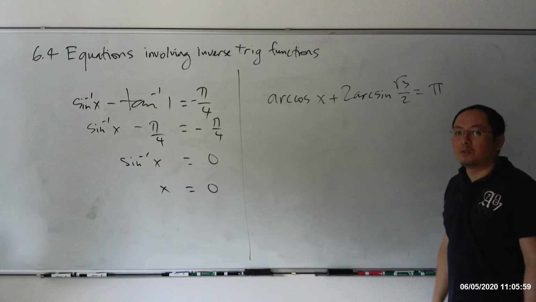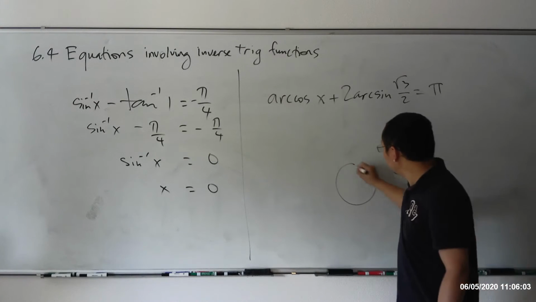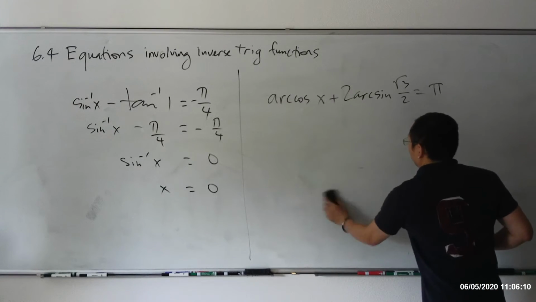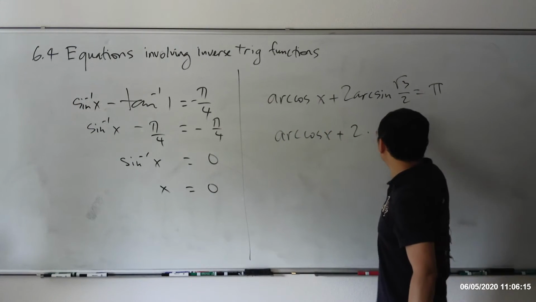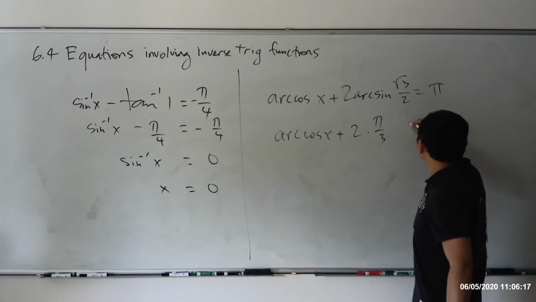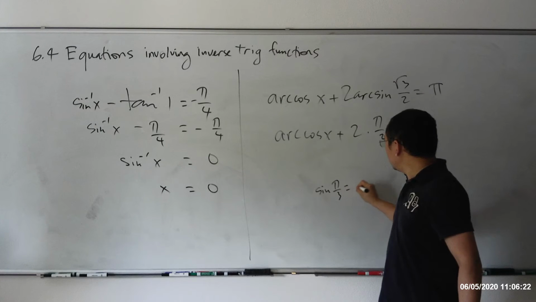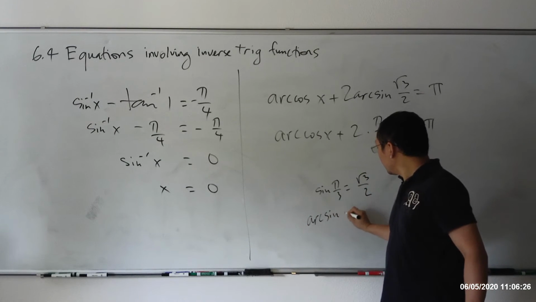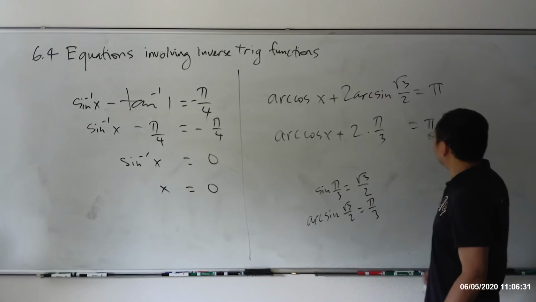Arc sine of root 3 over 2. What angle makes sine equal to root 3 over 2? Root 3 over 2 is right here, so that's going to be 60 degrees, pi over 3. Okay? So we have arc cosine of x plus 2 times pi over 3 equal to pi, because sine of pi over 3 is equal to root 3 over 2. So arc sine of root 3 over 2 is equal to pi over 3, and I apply it in here. Okay?